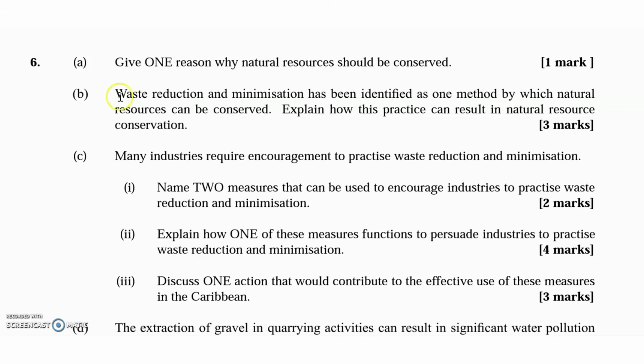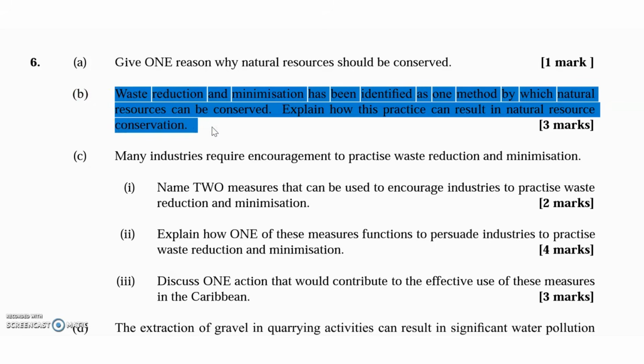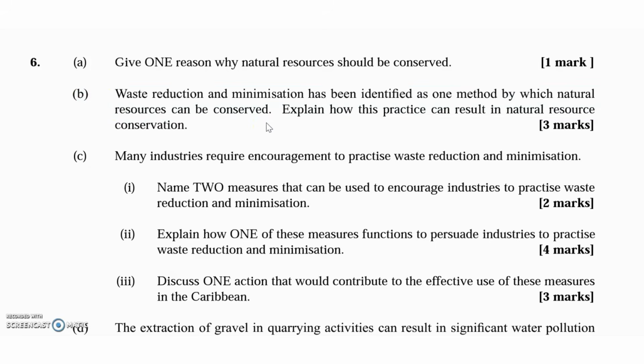Now, part B. Waste reduction and minimization has been identified as one method by which natural resources can be conserved. Explain how this practice can result in natural resource conservation. All right, first and foremost, let us understand that waste minimization and reduction is in fact a very conservative and sustainable approach. To answer the question, we must bear in mind waste minimization and reduction can contribute to less energy being required to treat waste, obviously with less waste, right?